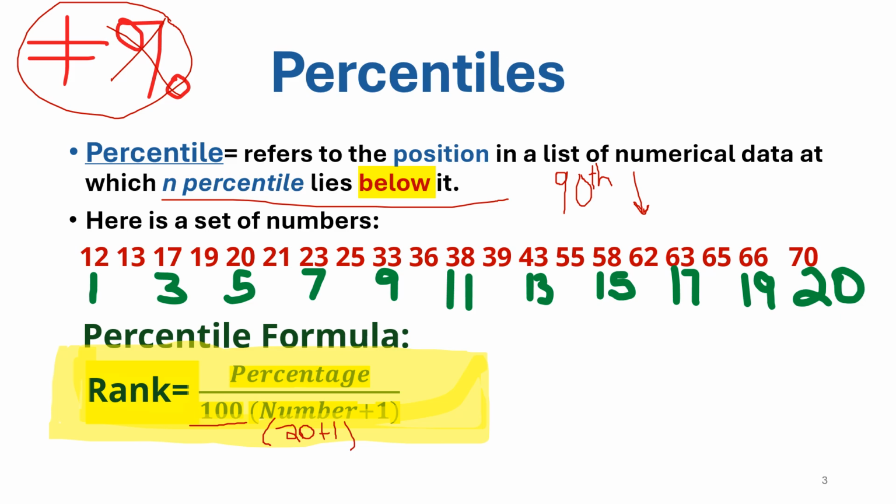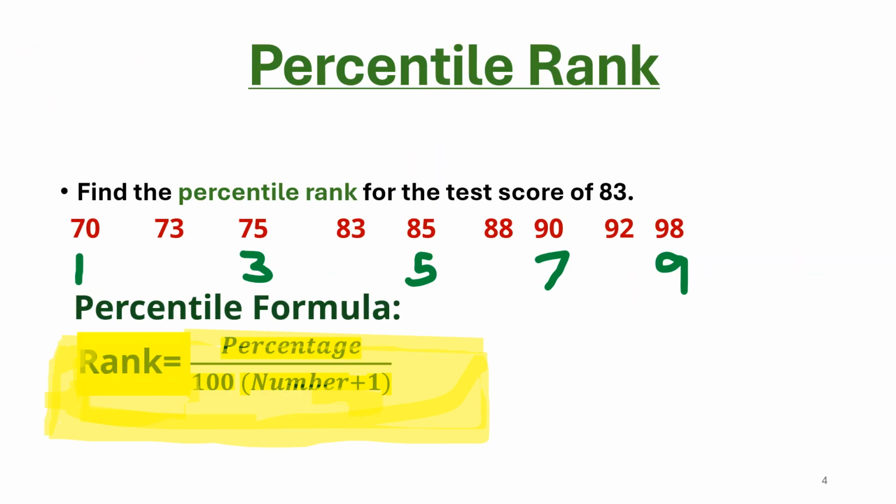Okay, so let's take a look at how you do this in the real world. Find the percentile rank for the test score of 83. Well, this is the 4th score. So that's the rank. These are your scores, and this written in green is your rank.